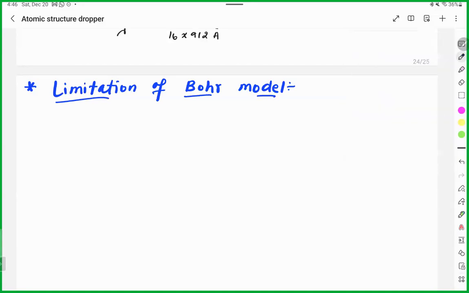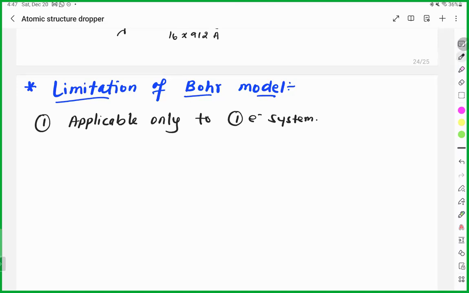First, the biggest problem is that it is applicable only to one-electron systems. If you have a multiple electron system like oxygen, zinc, aluminium, or anything of that sort, it is not applicable. Correct?